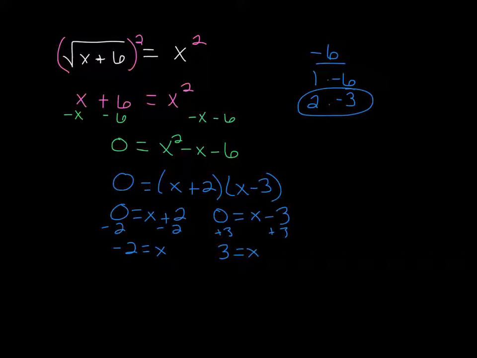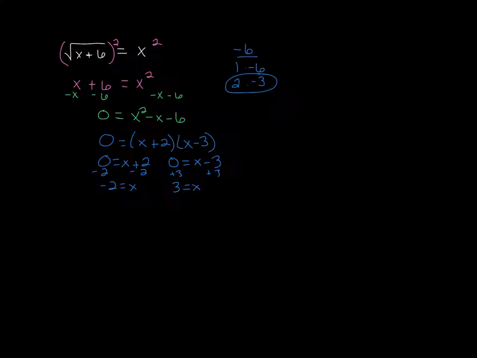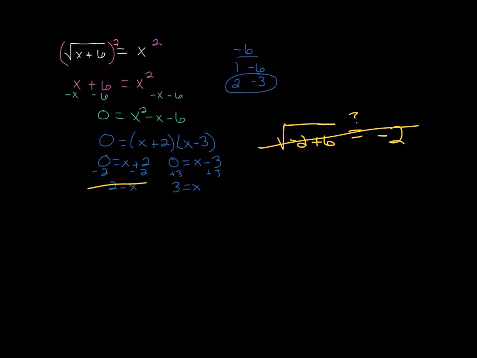Okay, because this started out as a radical equation, we do need to check our solutions and make sure none of them are extraneous. So let's start with the negative 2. We had the square root of x, which we're going to say is negative 2, plus 6 should equal negative 2. Right there we know that doesn't work because our radical cannot equal a negative number, so we have to throw that one out.